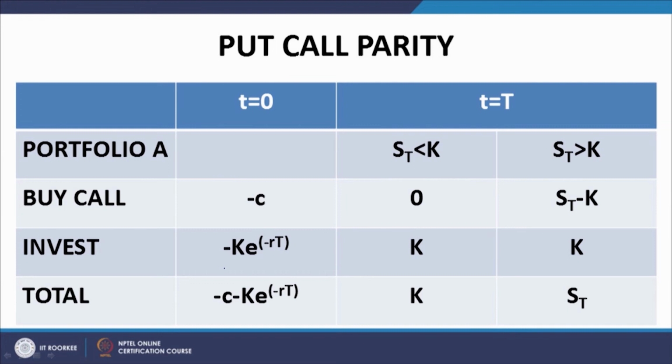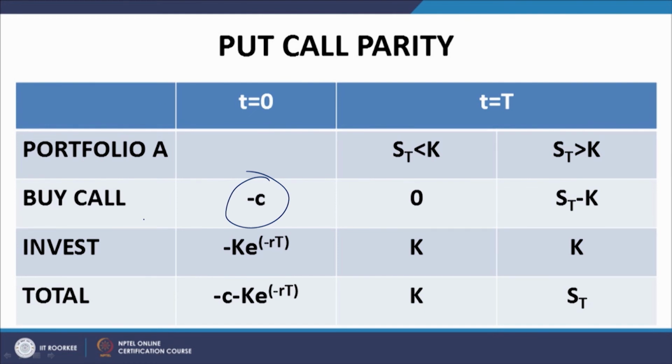Let us explore that. For that purpose, we construct two portfolios, portfolio A and portfolio B. In portfolio A, we take a long position in the call option. Because we take a long position in the call option, the cash outflow at t equal to 0 is minus C, and the payoffs are going to be 0 if ST is less than K, and ST minus K if ST is greater than K.